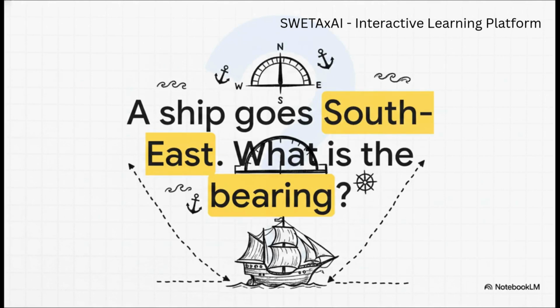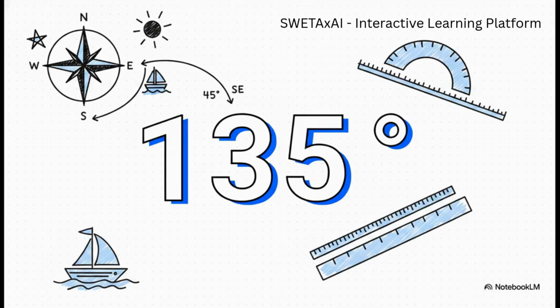Okay, let's actually test this out with a real-world scenario. Imagine a ship sets sail, heading directly southeast. We know the general direction it's going, but what exact three-digit mathematical bearing must the captain punch into that navigation system to actually get there? If you guessed exactly 135 degrees, you hit the nail on the head.